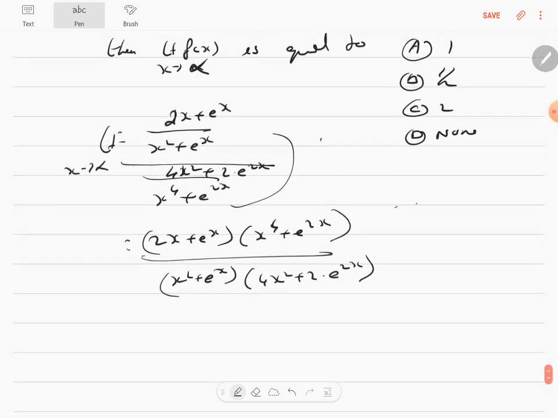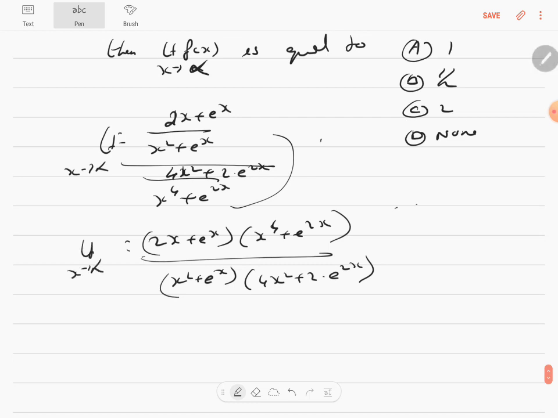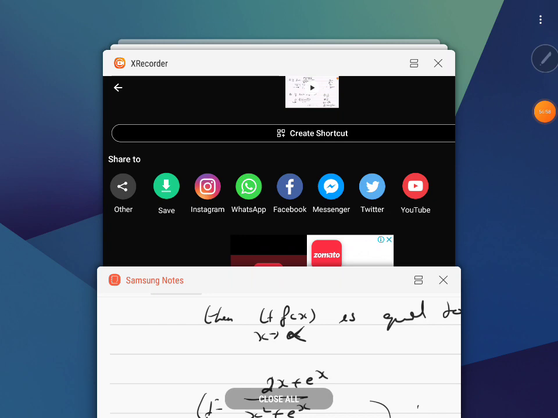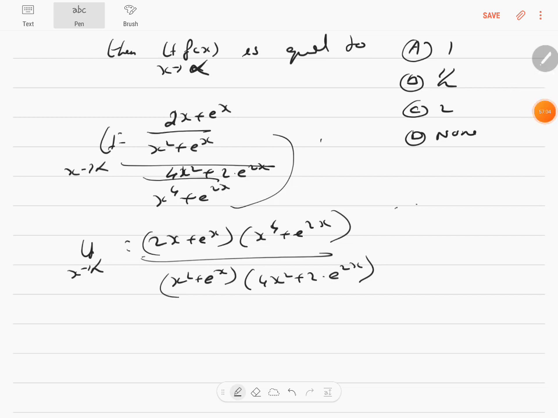Is anything getting cancelled is what I'm trying to see. Sorry guys, I made a mistake here. It's 4 x to the power 3. So you do this and it tends to infinity. I've told you, take the highest powers' coefficients. So when you multiply, you get this as 2x to the power 5. When you multiply this, you get it as 4x to the power 5. So 4 by 2, and therefore 2 by 4, and therefore 1 by 2 should be the right answer.